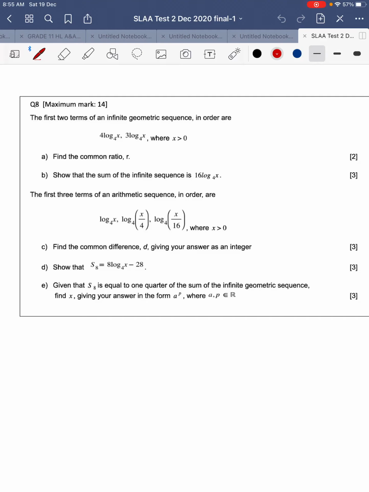Okay, so a long question to finish with here, and it's split into parts. So again, just take your time with it. See what you can do. Part A: the first two terms of an infinite geometric sequence.